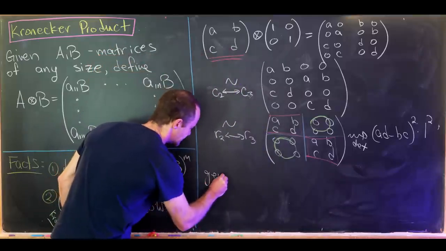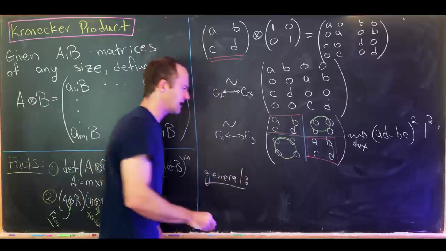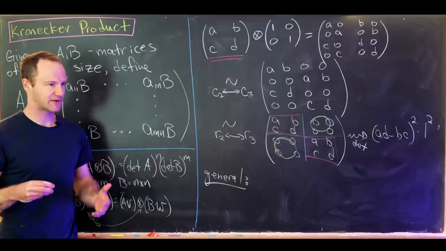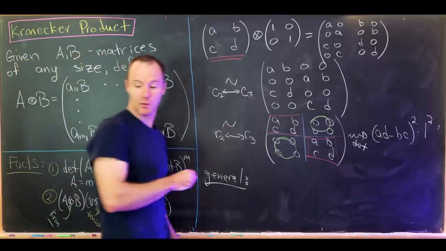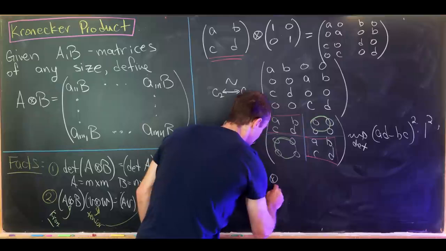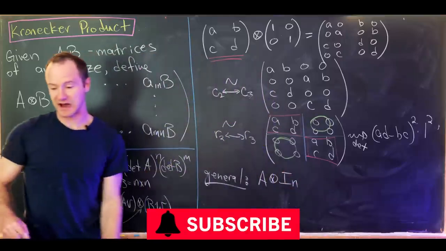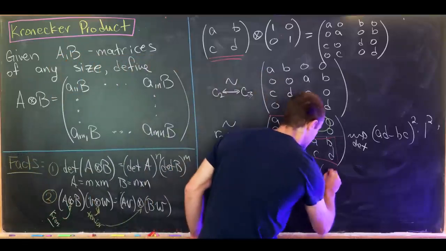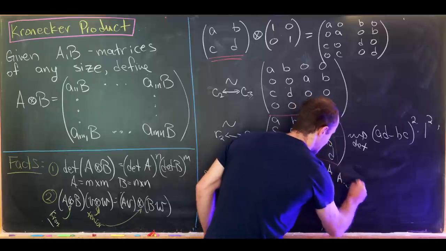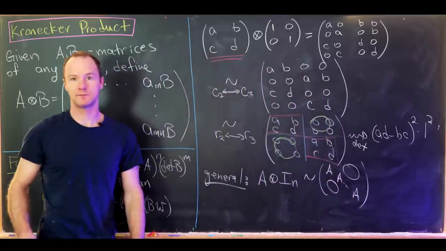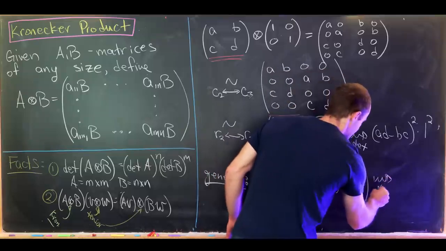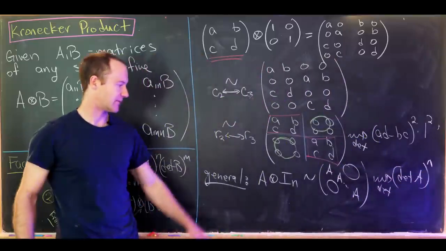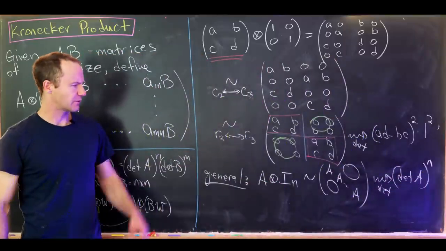But what we'd really like to do is look at the general case. And like I said, the general case has essentially the same proof with row and column operations. You just have to be careful about keeping everything straight. What we have is that a Kronecker product with the n by n identity matrix is row and column equivalent to a block matrix with a bunch of A's on the diagonal and zeros on the off diagonal. So when we take the determinant of this type of object, we get the determinant of A to the n power. That's what we want to keep in mind.